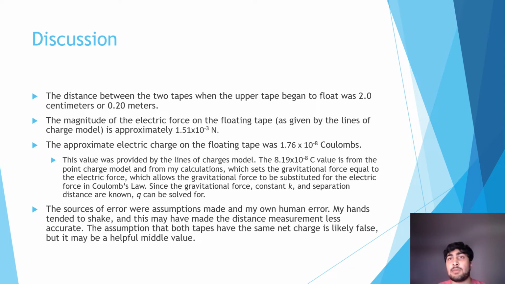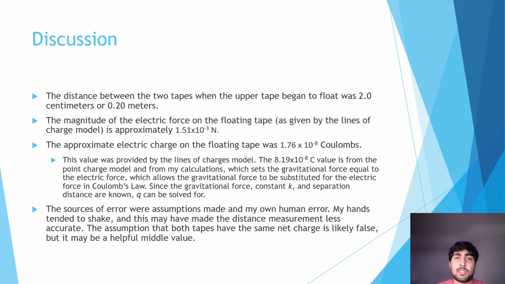The 8.19 times 10 to the negative 8th value is from the point charge model and from my calculations, which set the gravitational force equal to the electric force, which allows the gravitational force to be substituted for the electric force in Coulomb's law. Since the constant K and separation distance are known, Q can be solved for.